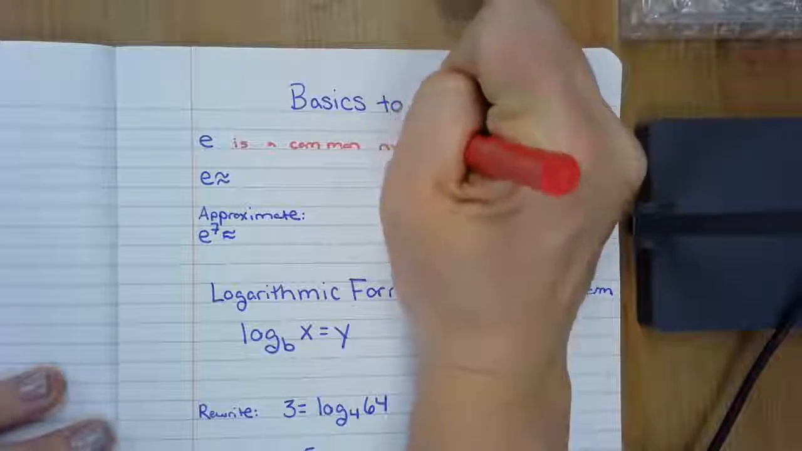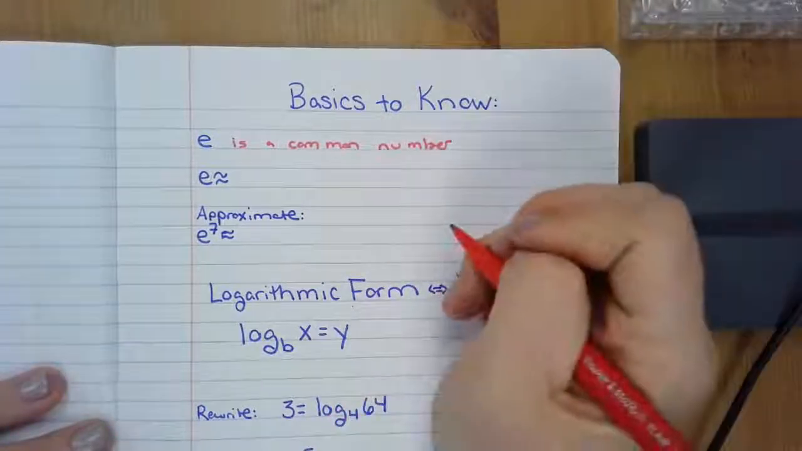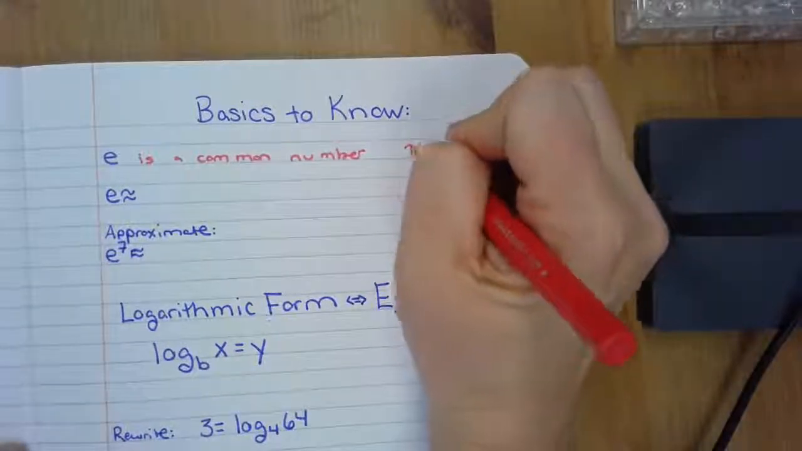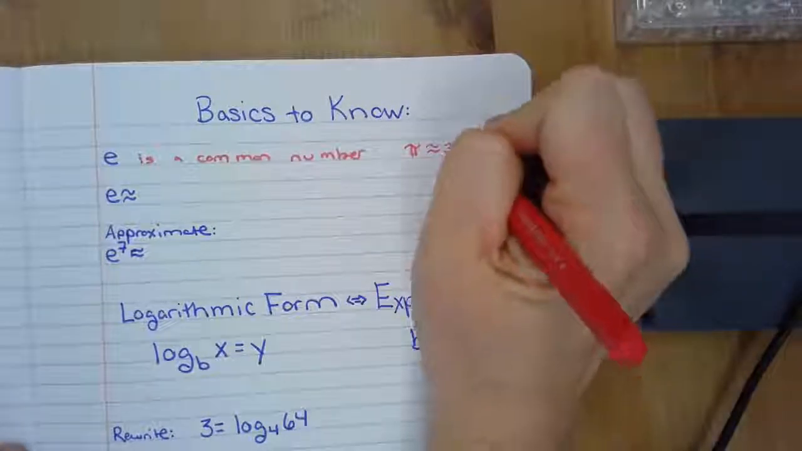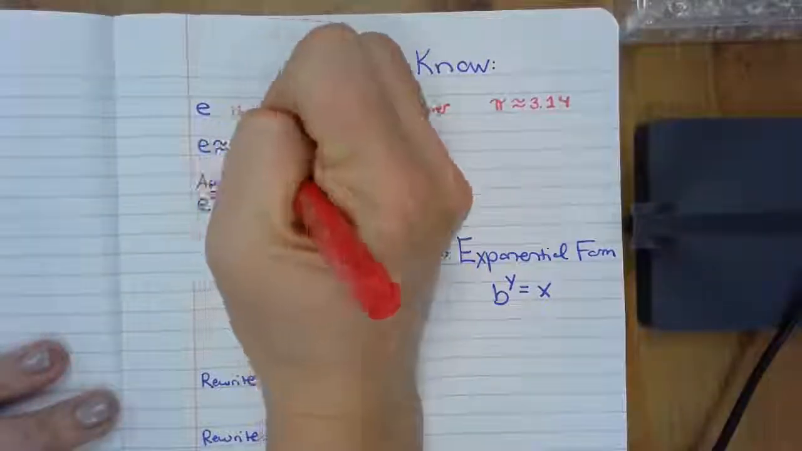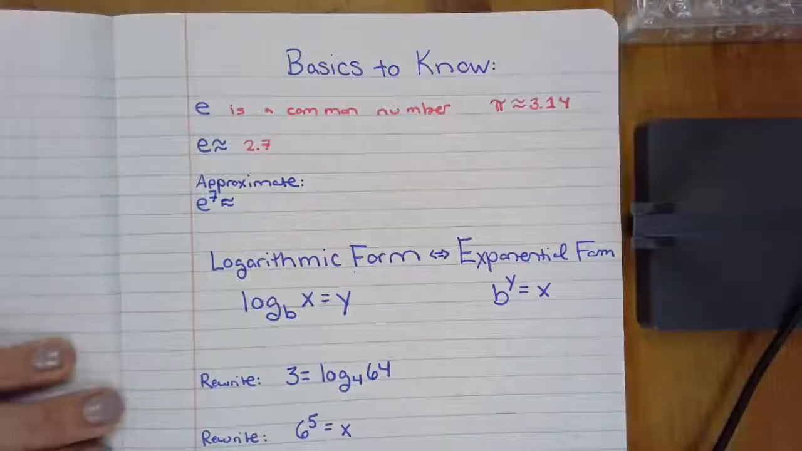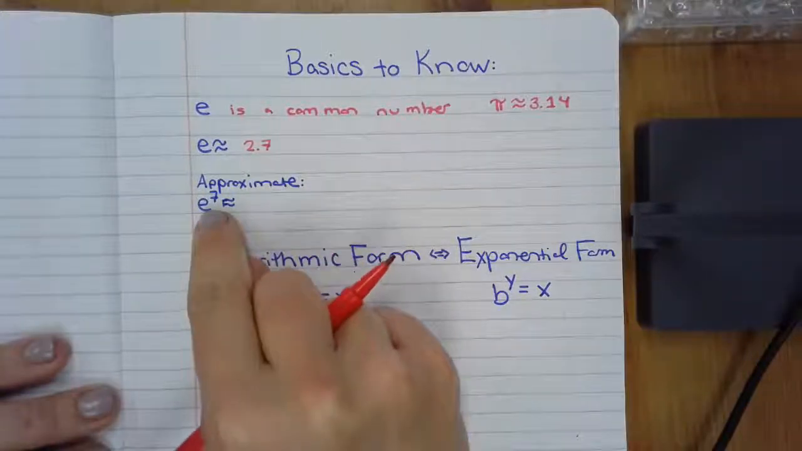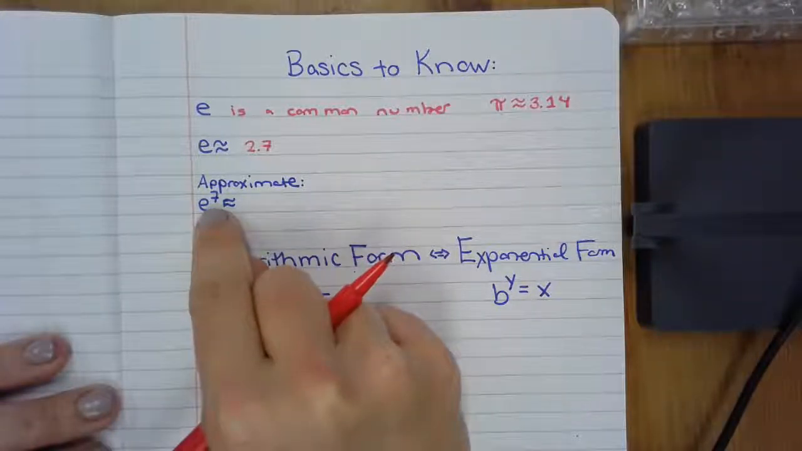and it is considered to be an irrational number, and it's very similar to pi. So if you know pi is about 3.14, E is about 2.7. If I ever ask you to approximate this value, typically I'm going to ask you to use your calculator.